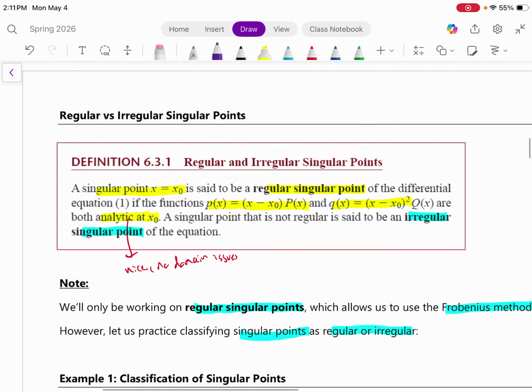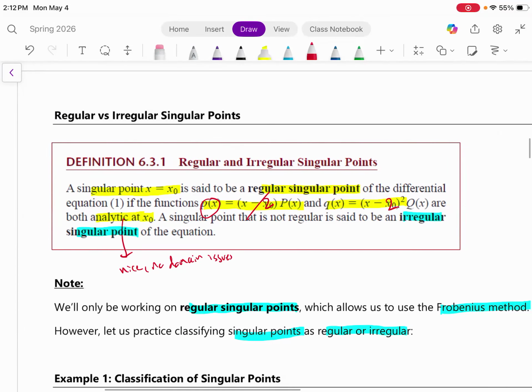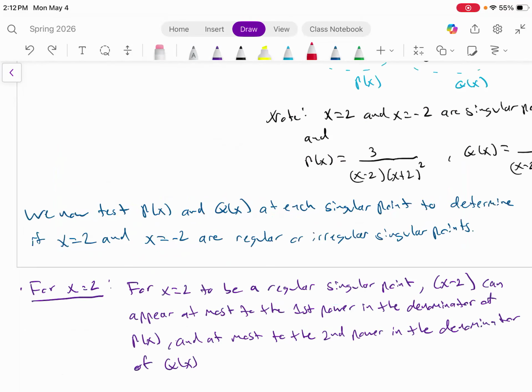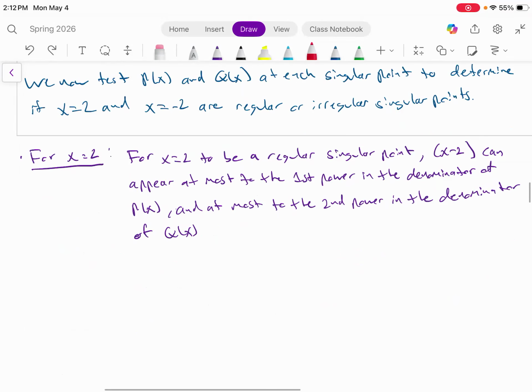Well, the definition is like, here we have x minus 2 times p of x, x minus 2 squared times q of x. I'm gonna need some things to cancel out so that I won't have any domain issues at x equals 2. So for little p of x, I would need x minus 2 to the first power, so that would cancel out. I would need x minus 2 at most to the second power in little q of x, so that would cancel out. Okay, so that's sort of the criteria. All right, but let's see live to see what exactly we mean.